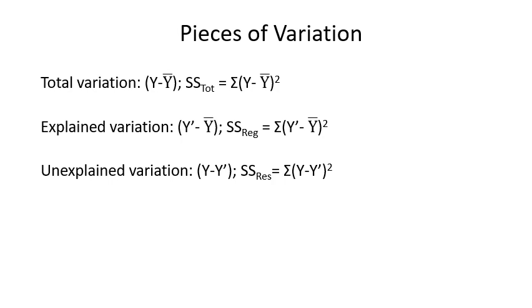So again, we just looked at the fact that not all points are on the regression line. Well, what is different from the regression line? That is variation. So the variation is the differences from the regression line.